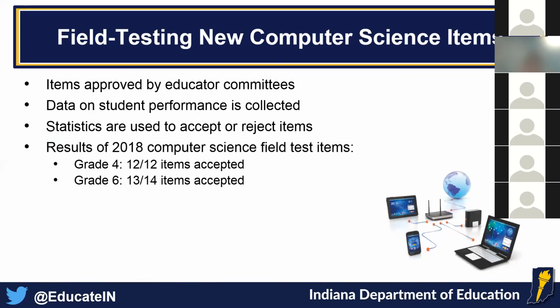So we were very nervous about field testing these. Now, a field test item means that the student's score is not affected by that item, and they don't know that it's a field test item. We get data back and see how the students did, how the item did in the field. So items are approved by educator committees, put on the test as field test items, and then we look at the data, and based on certain statistical flags, we either reject that item or we accept it into the pool.